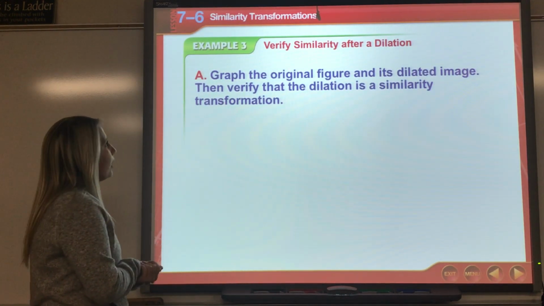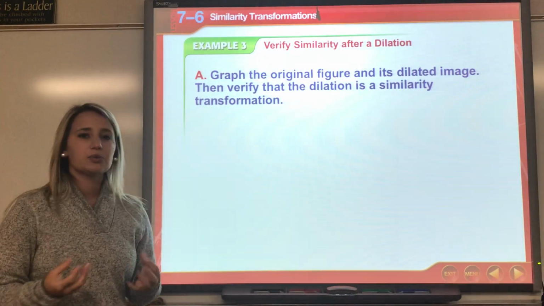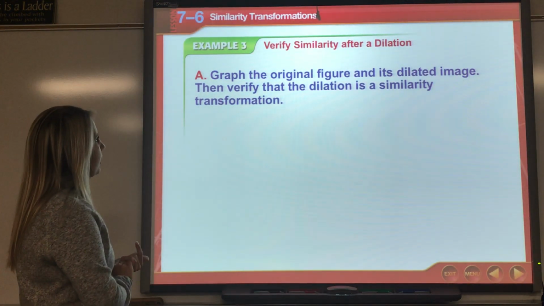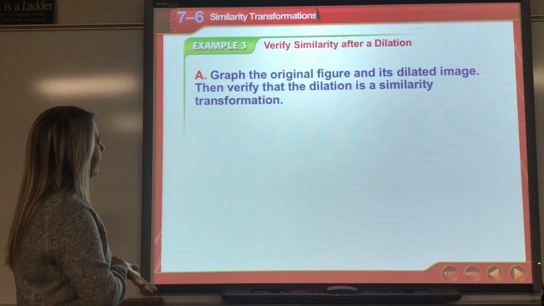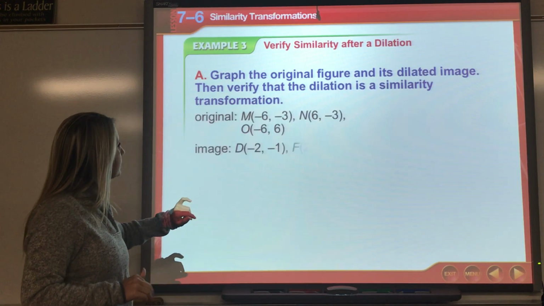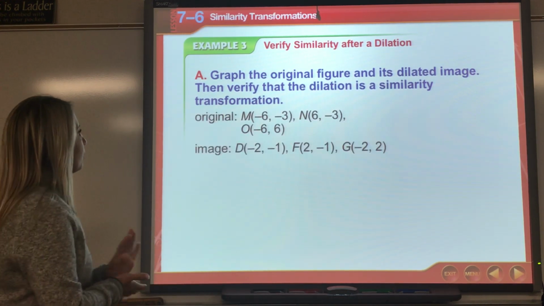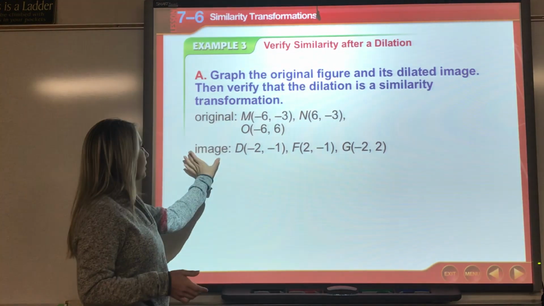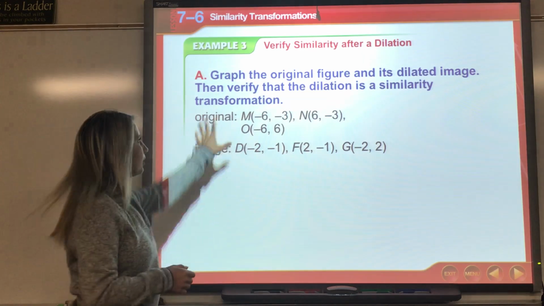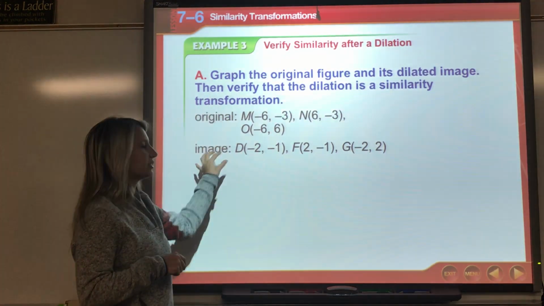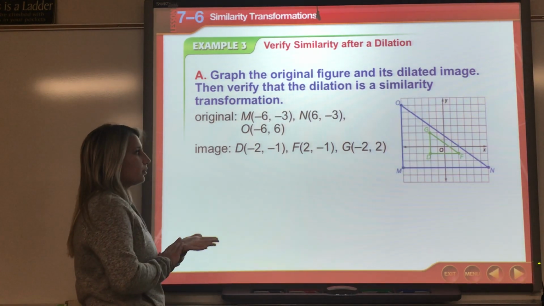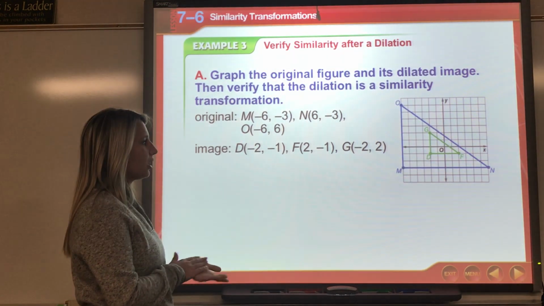Okay, so now we have to do a little bit of graphing, and this is where we're verifying the similarity. So we're going to graph the original figure and its dilated image, then verify that the dilation is a similarity transformation. Okay, here we go. So here are our original coordinates, and here's the dilated image. This is our A that we were starting with, and this is our B. So we're going to sketch it and graph it, just using different colors.